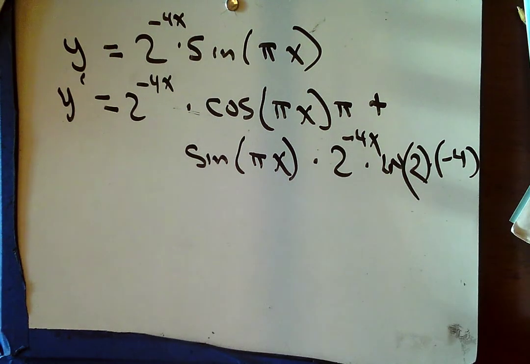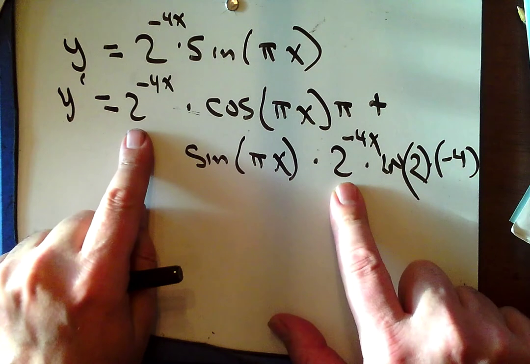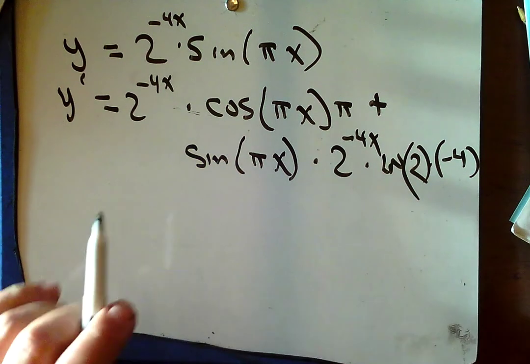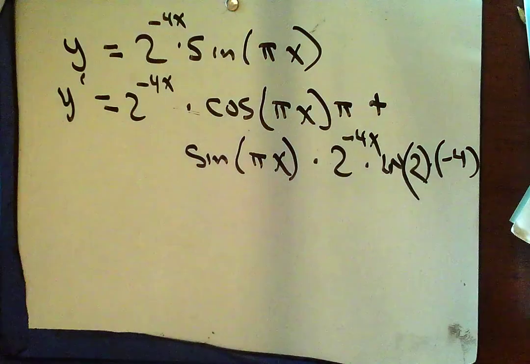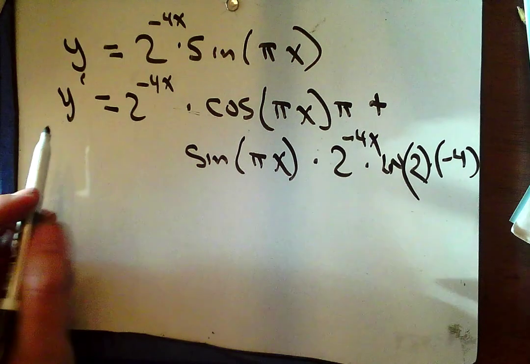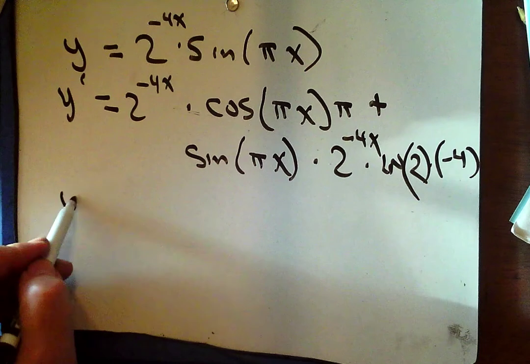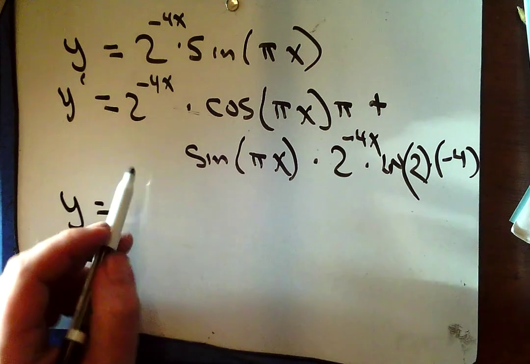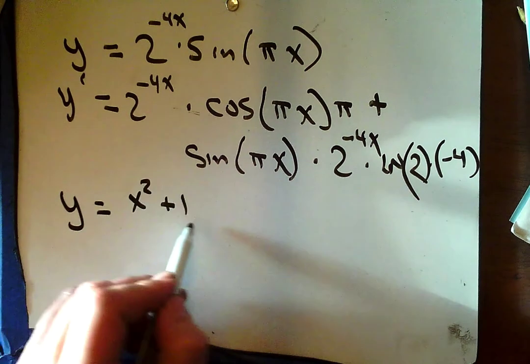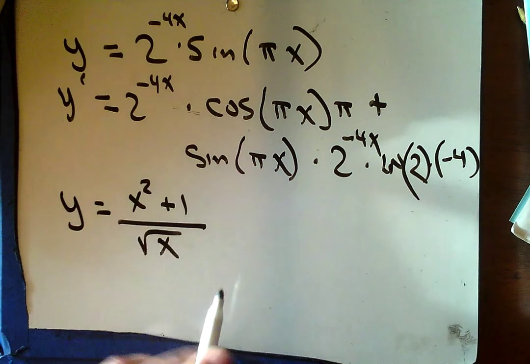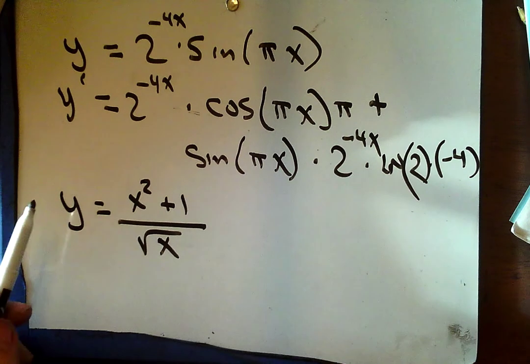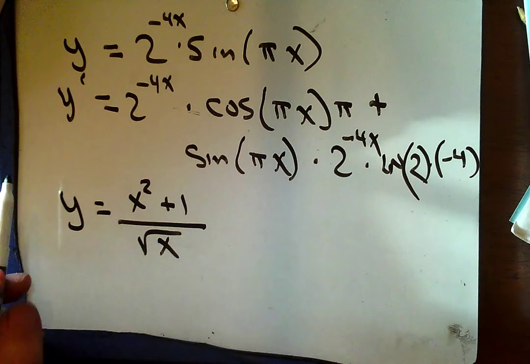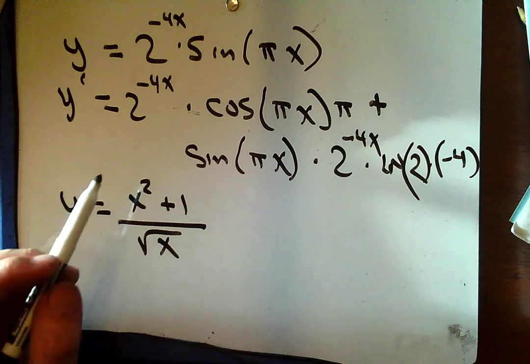Okay. I could take these out, but really that's all I could take out. So I don't think I'm going to put any more time into simplifying this. Next, how about y equals x squared plus 1 over square root of x? All right, are you thinking about quotient rule here?